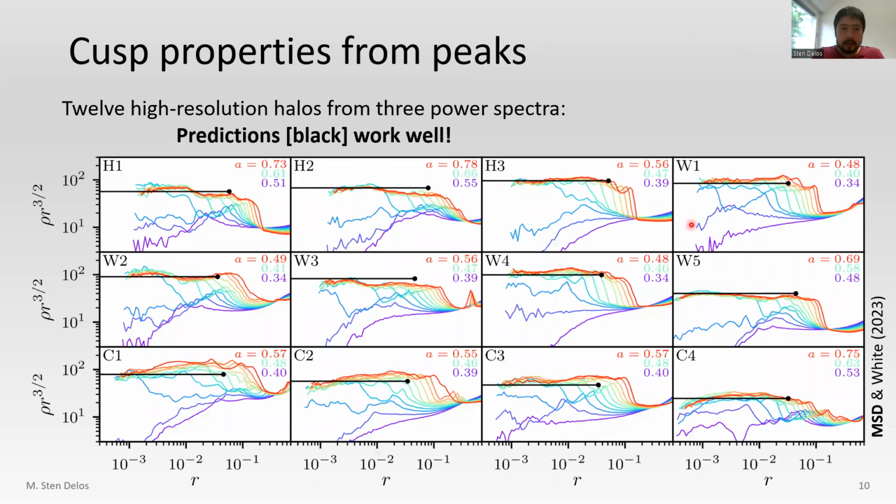So these predictions work well for a sample of halos. These are 12 halos from a variety of different power spectra, and I'm showing the density profiles. This is density times radius to the 3/2 power again as a function of radius, going from early times in purple to late times in red, and the predictions are these black lines, which extend out to the predicted radius. And we see that the predictions match the red curves pretty well.